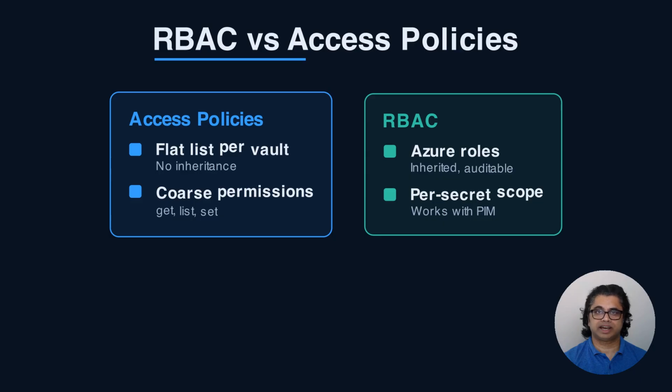The modern choice is Azure Role-Based Access Control, RBAC. It uses the same roles and assignments as the rest of Azure, supports inheritance from management group down to individual secret, integrates with Privileged Identity Management, and is auditable in one place. My recommendation: choose RBAC for any new vault. Reserve access policies only for legacy systems you can't yet migrate.